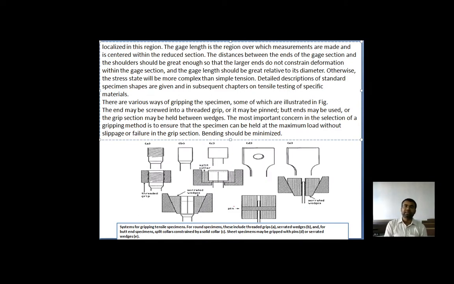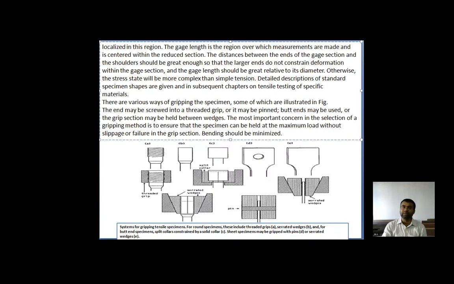And the end may be screwed into a threaded grip, or it may be pinned. That is the pin. That is the last. Or the grip section may be held between the wedges. And the most important concern in the selection of a gripping method is to ensure that the specimen can be held at the maximum load without slipping or failure in the grip section.